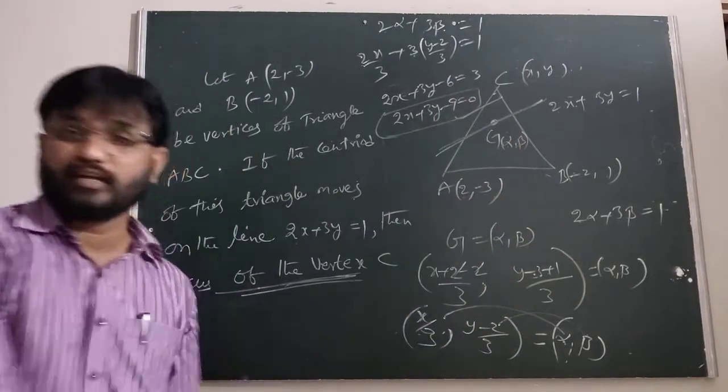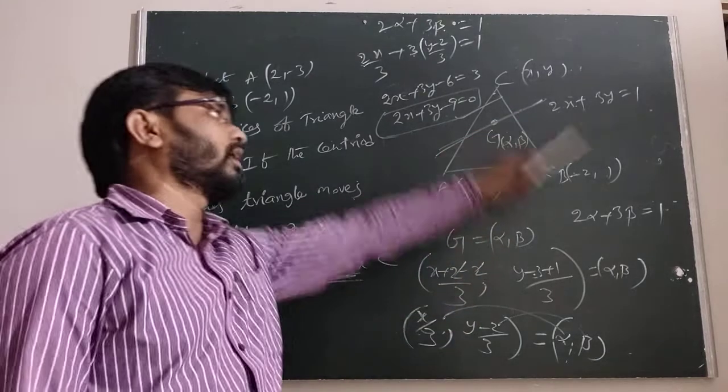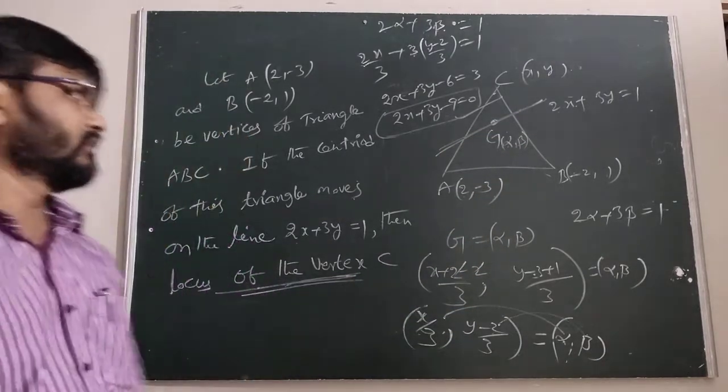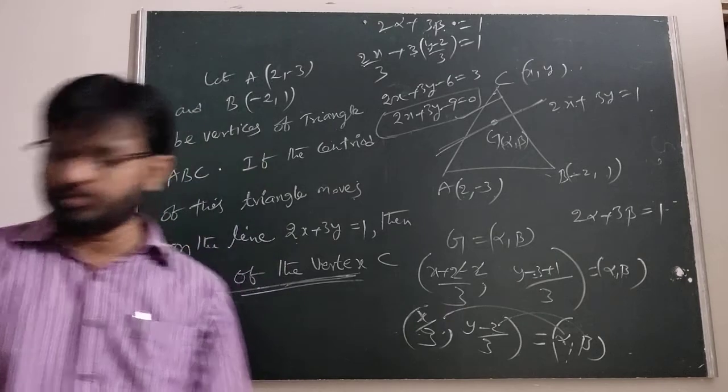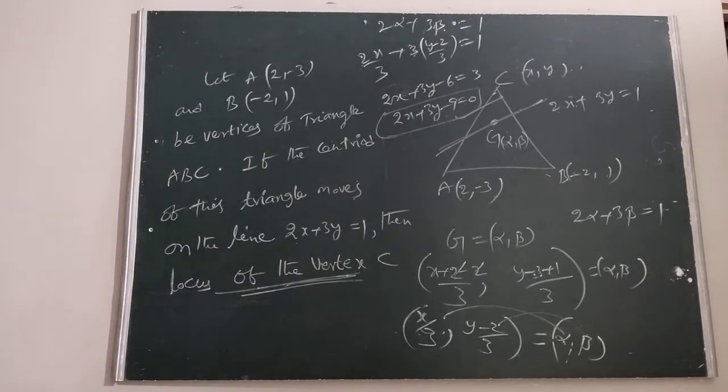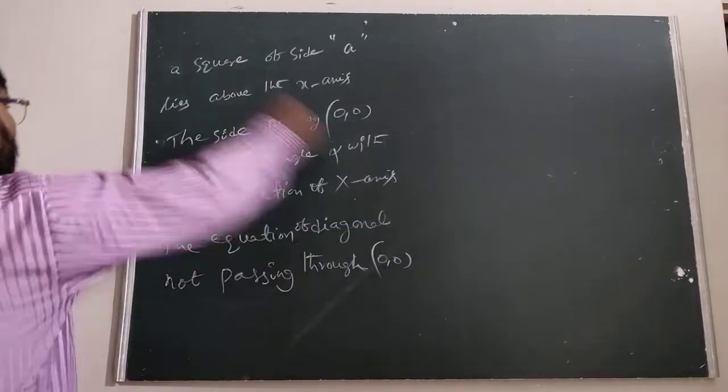Is it clear? When the centroid is passing through the line, that is the required answer: 2x + 3y = 9. Okay. Now another JEE Mains question.